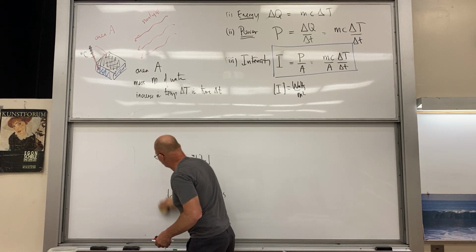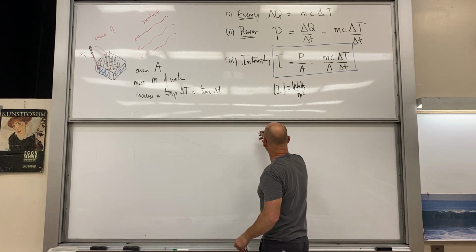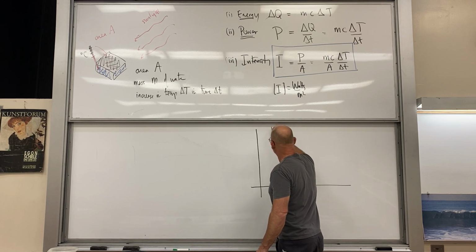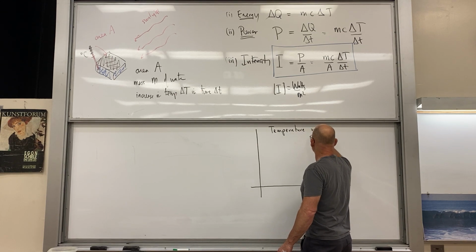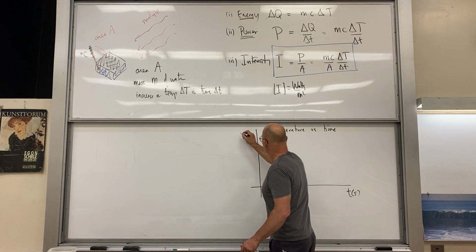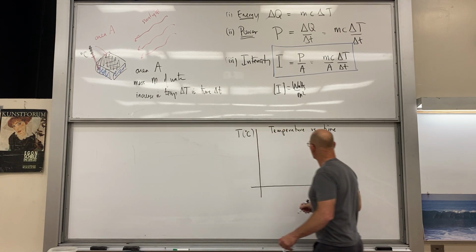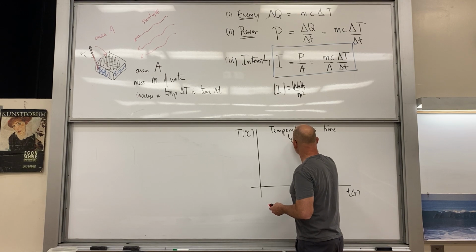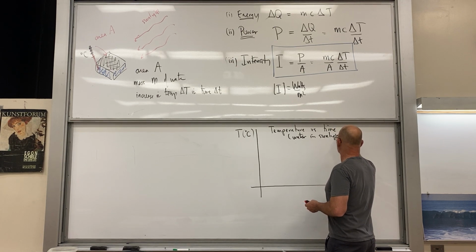So what I'll put up is a graph. The idea is we'll put it right under here. And this is temperature versus time. So t in seconds, temperature in degrees Celsius. Temperature versus time, and I'll put here parenthetically, water under the sun. Okay.